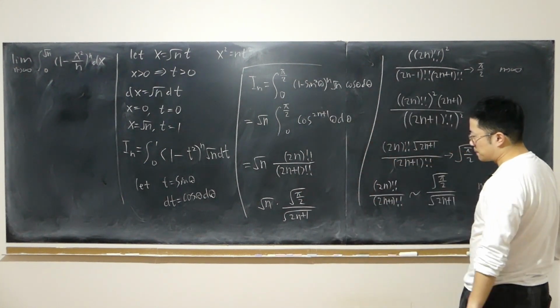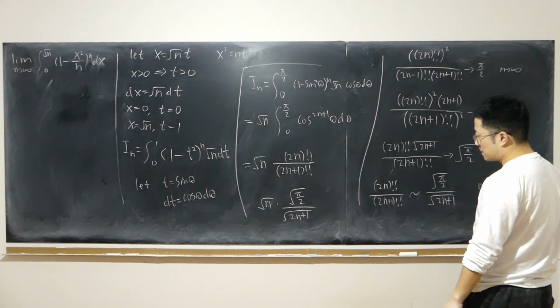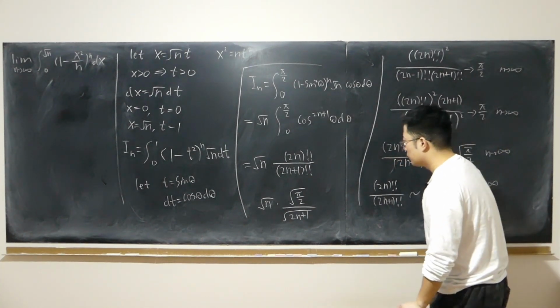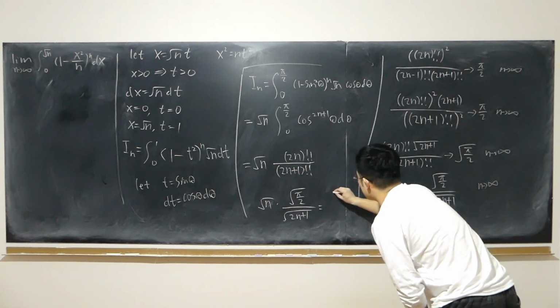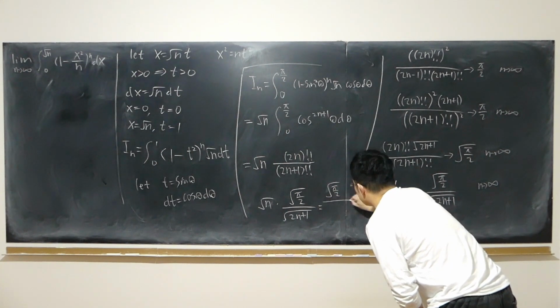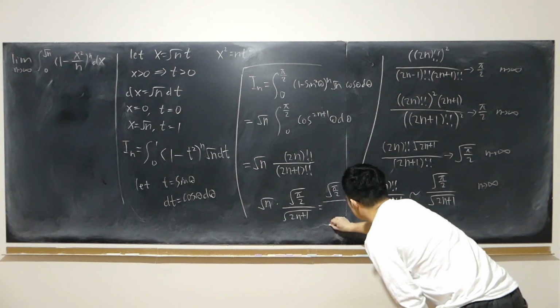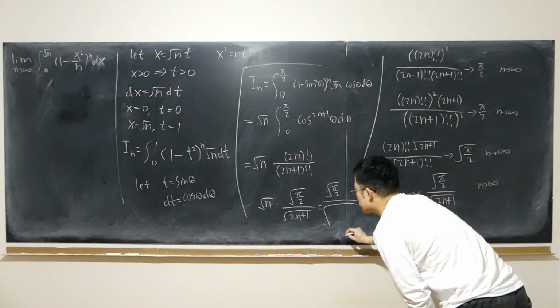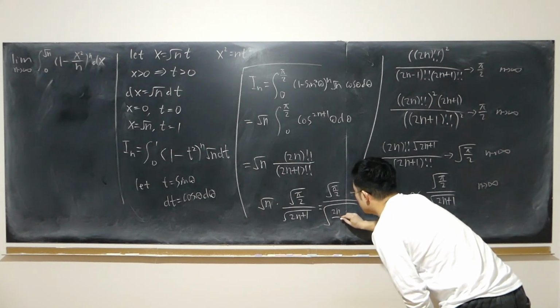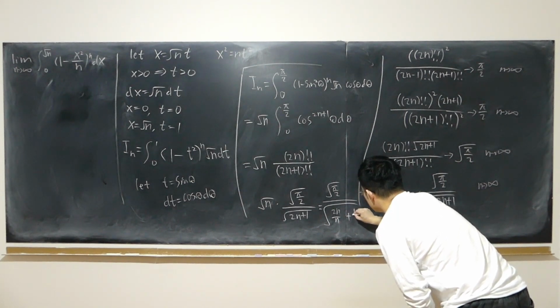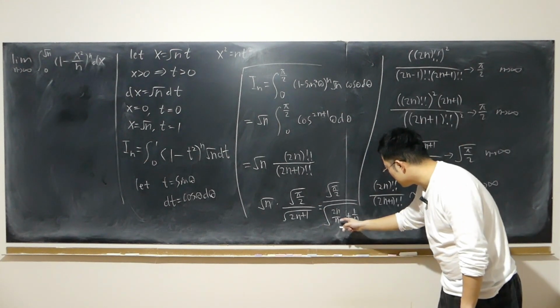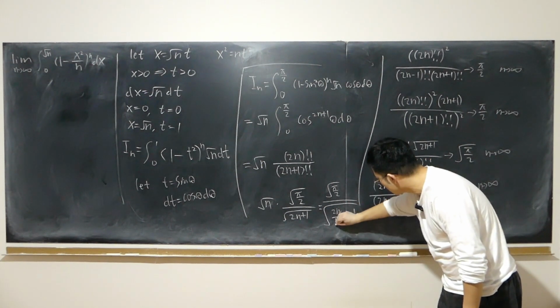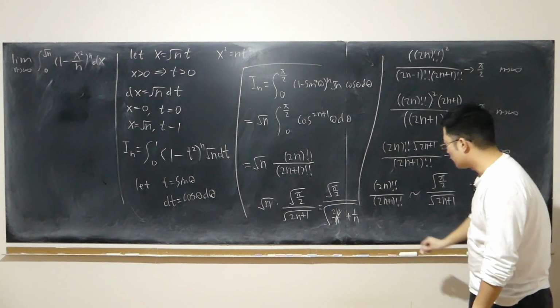Does this have a limit? I think so. I can divide both top and bottom by square root of n. I have square root of pi over 2 over, under the square root, 2n over n plus 1 over n. That's the result when I divide by square root of n, so under the square root I have everything divided by n. And 1 over n simply approaches 0.